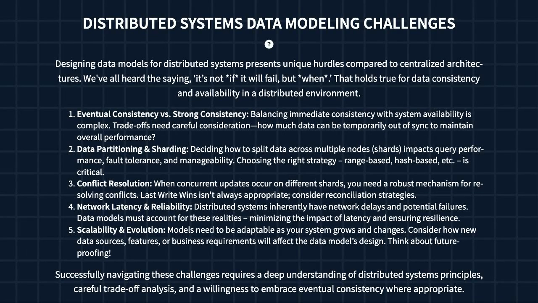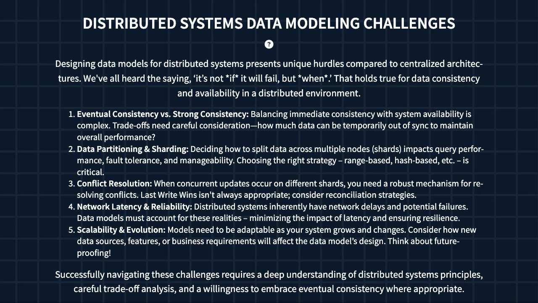Okay, let's talk about some really interesting hurdles you might encounter when designing data models for systems that spread out across multiple computers. It's not just about fitting the data into tables, it's about how that data behaves across those machines. One big thing is figuring out whether you need immediate consistency, where every update shows up everywhere instantly, or if you can tolerate a little bit of delay, sacrificing perfect accuracy for higher availability. Then there's the challenge of splitting your data across different servers, sharding, and deciding how to do that smartly so queries are fast and resilient when one part of the system goes down.